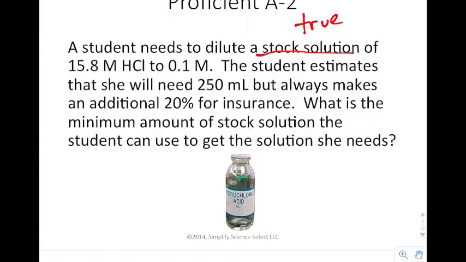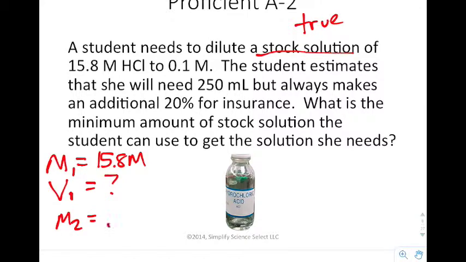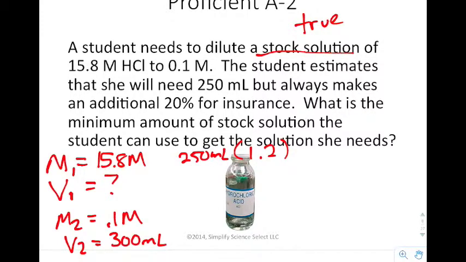So what you'll do here is it says, okay, what is the minimum amount of stock solution the student can use to get the solution she needs? So let's look at it. The first thing is I know the first molarity. The first molarity is 15.8 molar. The volume of the stock concentration is what I need to know. The molarity of the second solution, the one that I want, is 0.1 molar, and the volume that I want is 300 mLs. That's what you get whenever you have 250 mLs and you add 20% for insurance. You multiply that out, you get roughly 300 mLs.